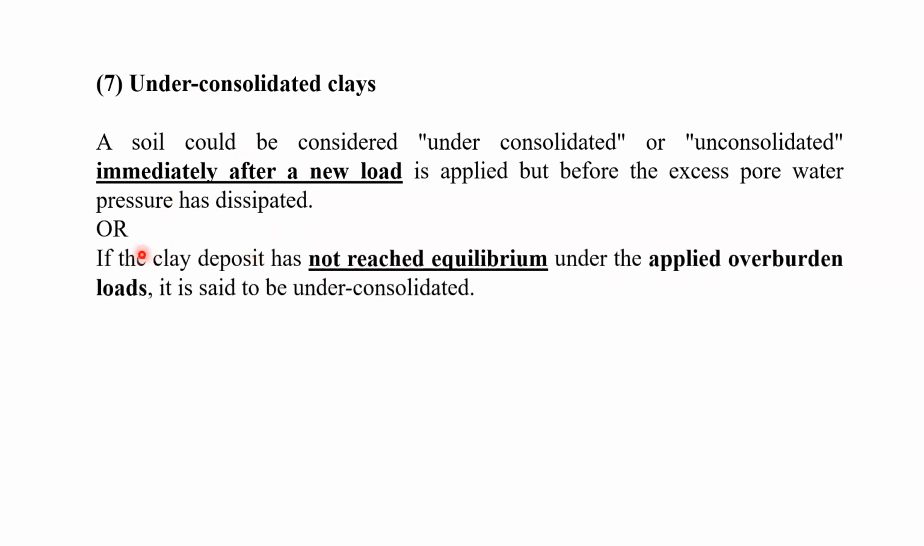Or we can also define it as a clay deposit that has not reached equilibrium. Suppose you are going to construct a structure on the site, and that structure is going to apply a pressure of 4 kilonewton per meter square on the soil. But the soil is capable of taking 5 kilonewton per meter square. That means 4 is definitely less than 5 kilonewton per meter square, so we can say it is under consolidated. This normally occurs in areas of recent landfill.